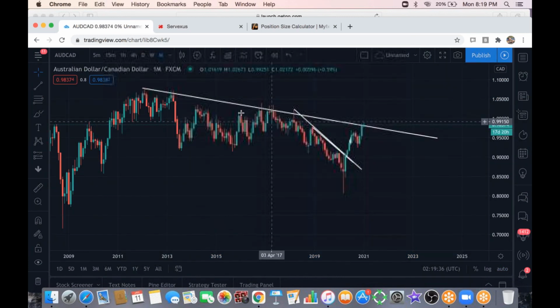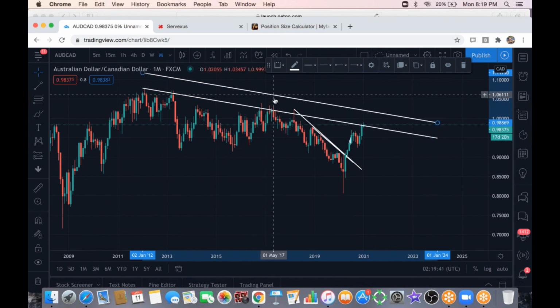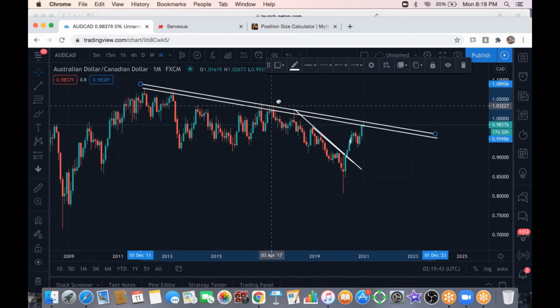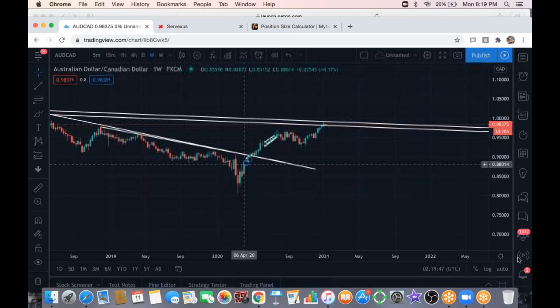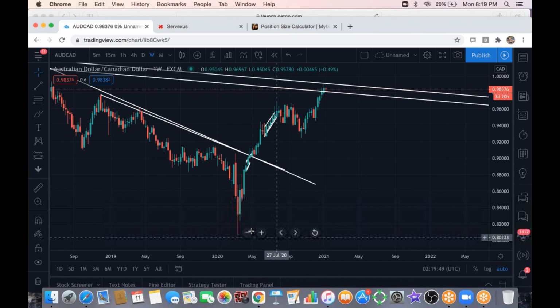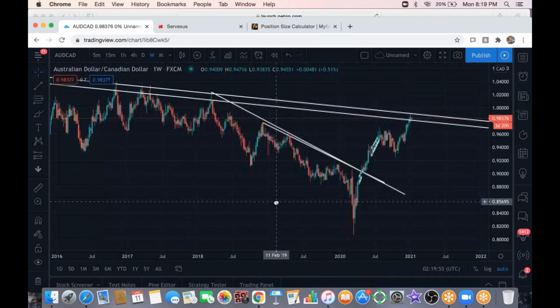Seems like, yeah, this is a good zone. So yeah, you're up there on the monthly. That's the sell zone right there. And then weekly. Yeah, that's a good zone.